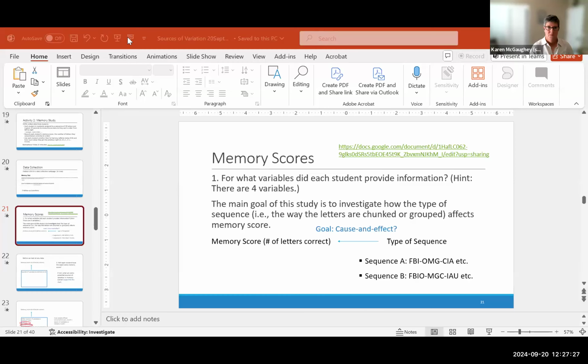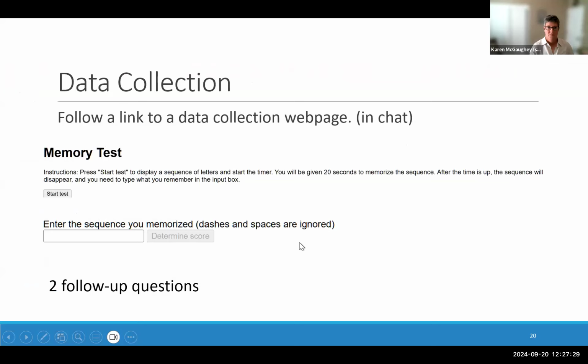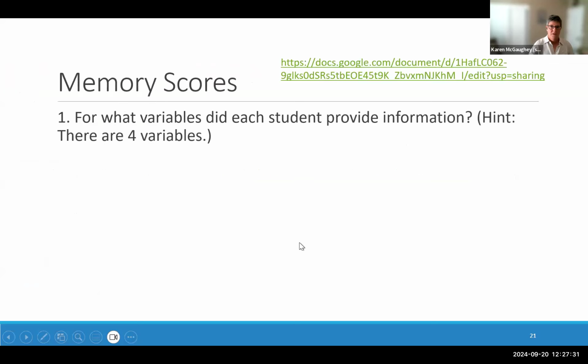Let me share again. PowerPoint. Okay, so maybe Alan, you can chat the link to the Google Doc of activity 2 if you want. So just like with activity 1, I'm going to walk you through activity 2 once we've collected the data.